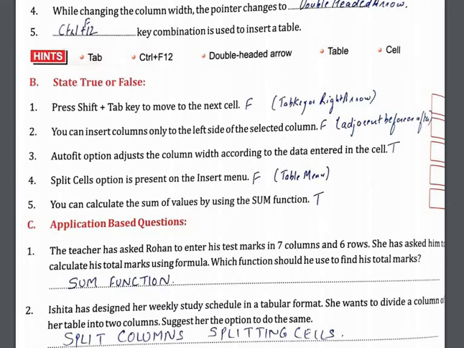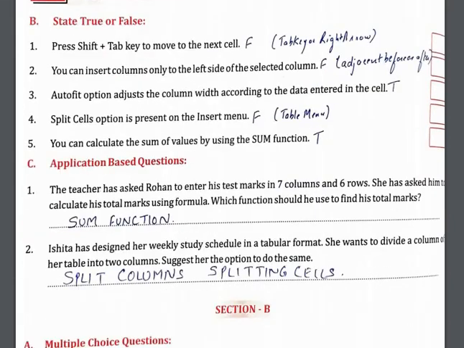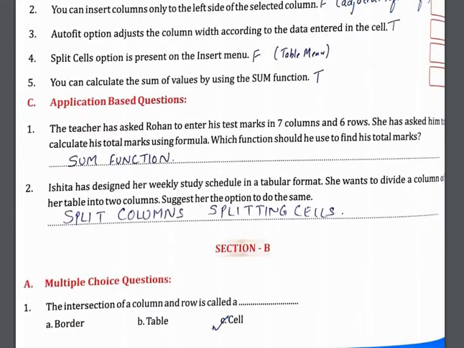Auto fit option adjusts the column width according to the data entered in the cell. True. Split cells option is present on the insert menu. False. You can calculate the sum of value by using sum function. True. Application based question. The teacher has asked Rohan to enter his marks in 7 columns and 6 rows. She has asked him to calculate his total marks using formula. Which formula should he use to find the total marks? The answer is sum function.